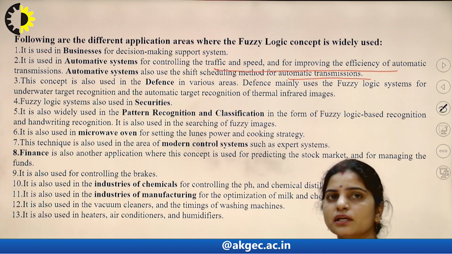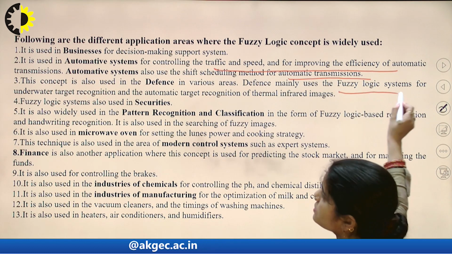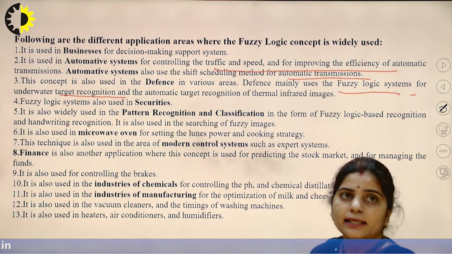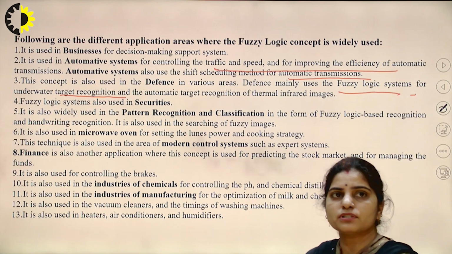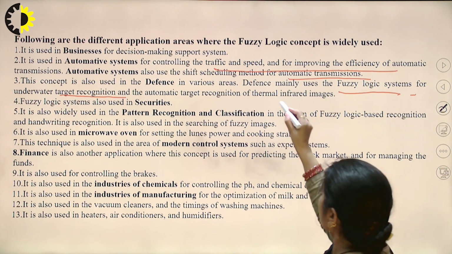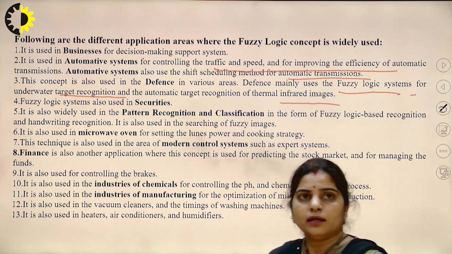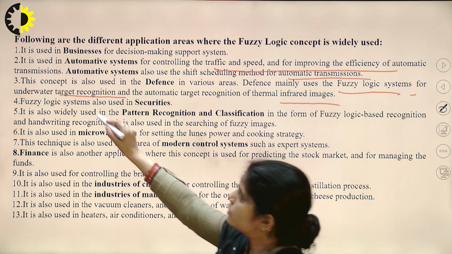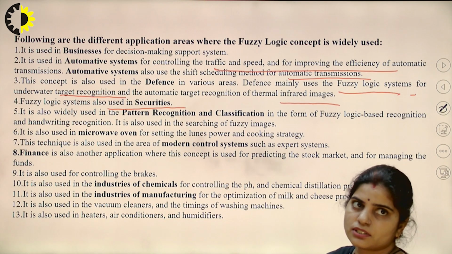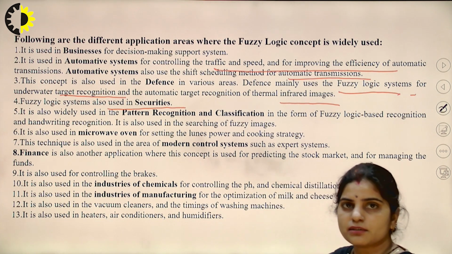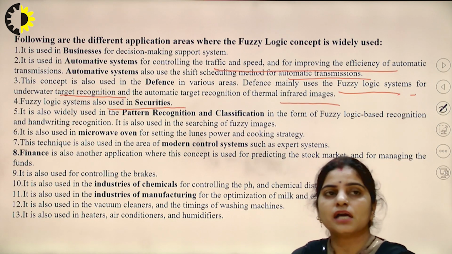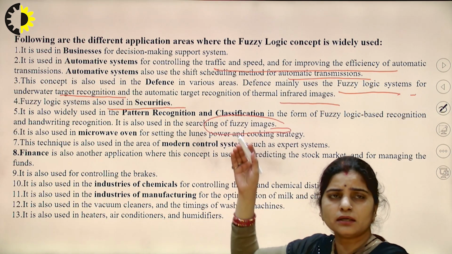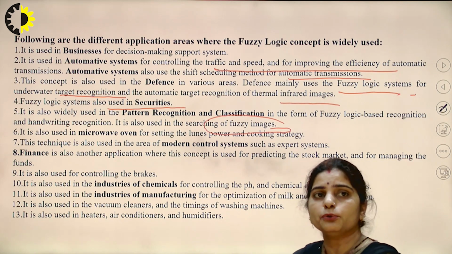The next one is defense, in various areas. Defense mainly uses fuzzy logic systems whenever we are considering underwater target recognition. At that time, the defense uses the concept of fuzzy logic, because automated target recognition of thermal infrared images is a very concerning area under the defense. So for this purpose, the defense uses fuzzy logic systems. Fuzzy logic systems are also used for security purposes. It is also used in pattern recognition and classification in the form of fuzzy logic based recognition, also in handwriting recognition, and for searching fuzzy images. So these are the various application areas where the fuzzy logic concept is widely used in current time.